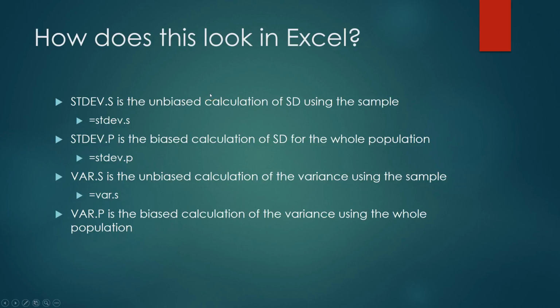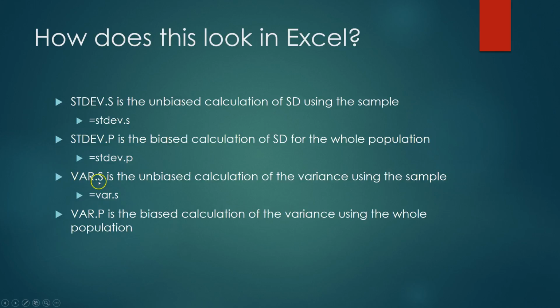How does this look in Excel? Now that I've told you the mechanics behind this, you really can always use Excel to calculate this. When you go into Excel and use a standard deviation function, you'll find that there are two of them. One of them is .s and the other one is .p. Standard deviation .s is the unbiased calculation of the standard deviation using a sample. And it works like this: equals stdev.s, and then in parentheses, you put your numerical range. The standard deviation.p is the biased calculation of the standard deviation for the whole population. The difference is this is n minus 1 and this is n.